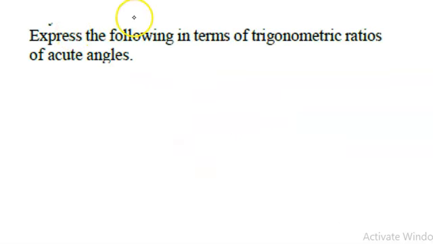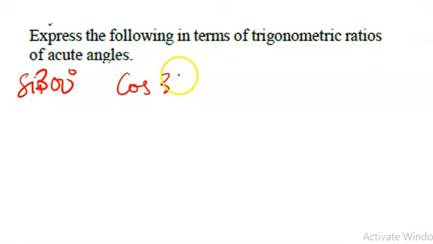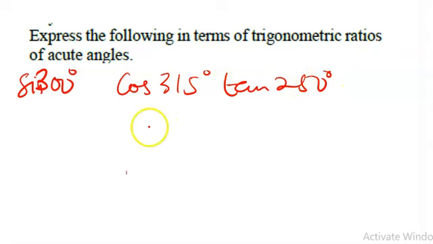Now, I have a question on the screen. Express the following in terms of trigonometric ratios of acute angle. Let's say sine 300 degrees, cos 315 degrees, then tan 250 degrees. We are to express them in terms of acute angles.